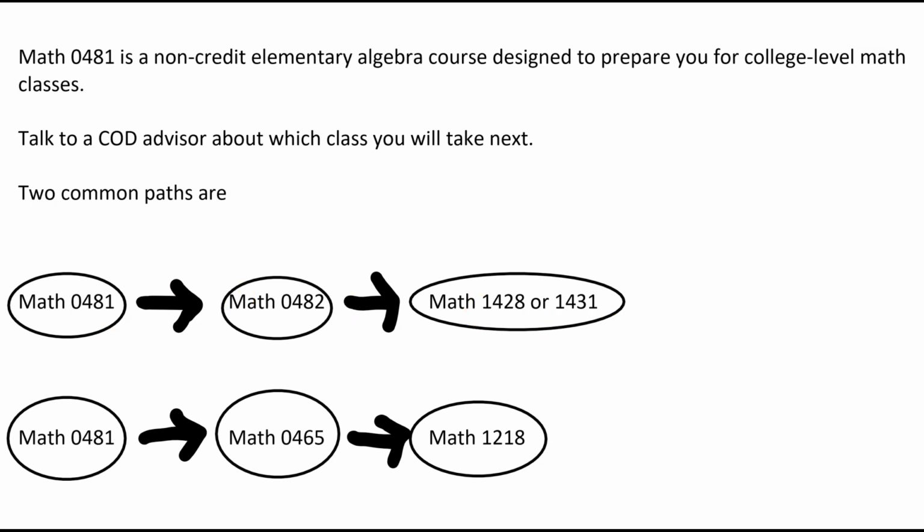And then another common path is for 0481 to lead to 0465, which then leads to general education math, which is Math 1218. But you can also get to Math 0465 from Math 0461. So I'll just add that in there. If you've taken Math 0461, you can go directly into 0465 if that's the course you need next. One thing I want to point out is if you're going from Math 0481 into Math 0482, there is a geometry prerequisite you have to meet also. And you can do that by just taking the geometry ALEKS placement test. So if you have questions about that, just reach out to me, and I'll also post more information about that later in the semester in case you're in that situation.